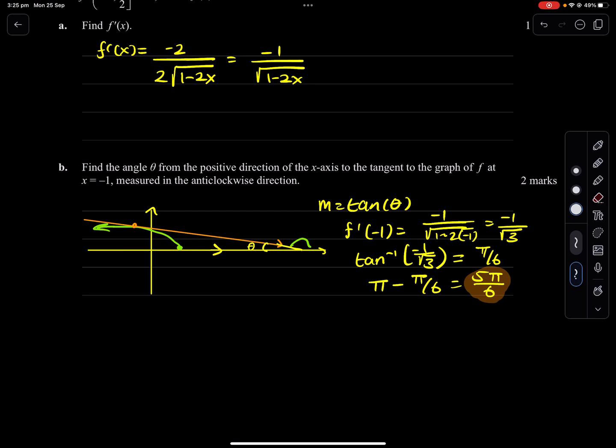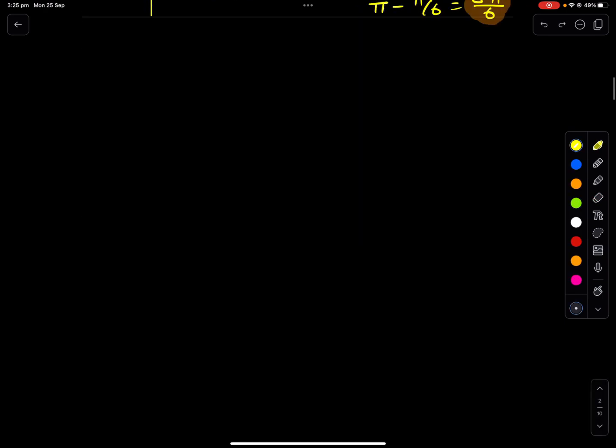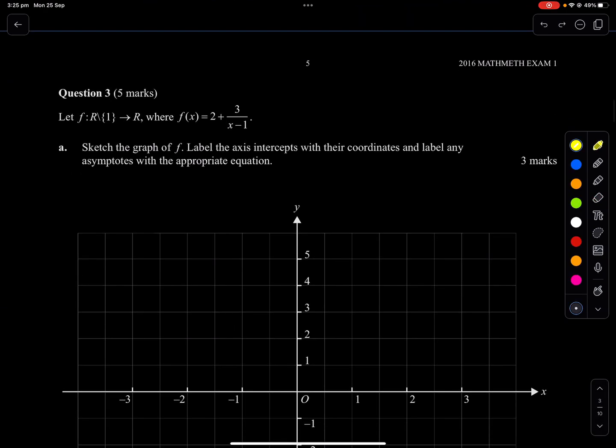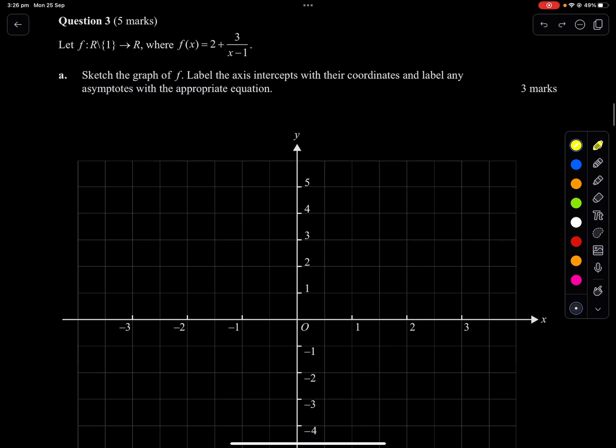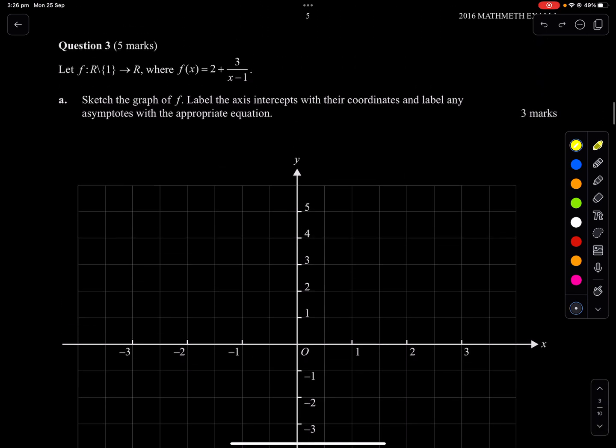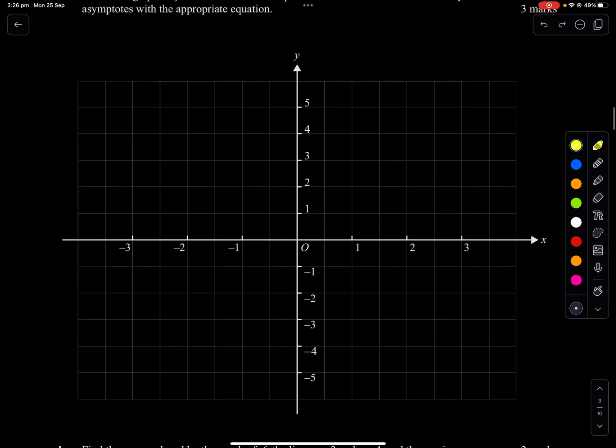So yeah, for these questions, always draw a diagram just for you to have a look at. Next question. Question 3, where f of x is this. Sketch the graph of f, label the axial intercepts and the coordinates, and label any asymptotes with the appropriate equations. So we know that there will be a vertical asymptote at x equals 1.